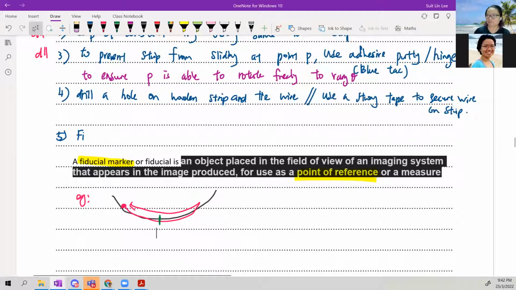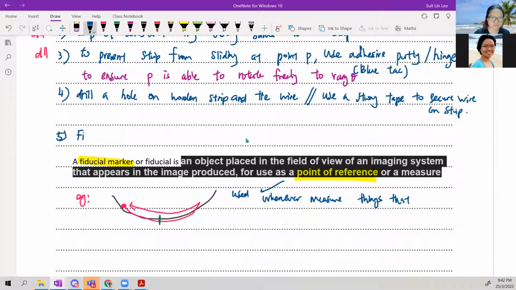So where do we place our fiducial marker here? We use fiducial markers. Normally it is used whenever we measure things that are suspended.